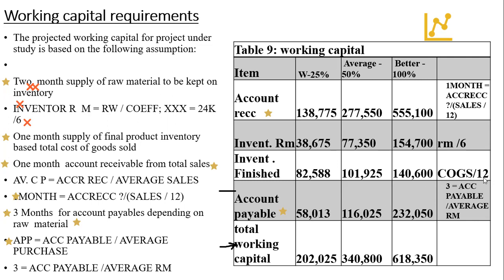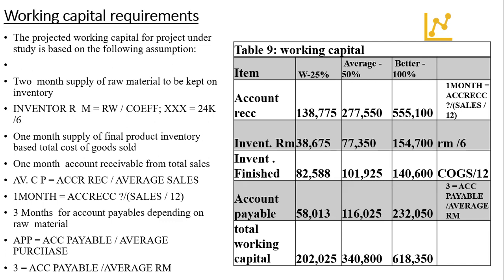If I look here, I will take the COGS divided by 12 because I have stock for just 1 month. So I take the total of the COGS divided by 12. And then I calculate the total working capital for my production. If I don't have production, then I will not have inventory of raw material or inventory of finished goods. If I'm working on a cash basis, this means that I don't have account receivable and account payable.